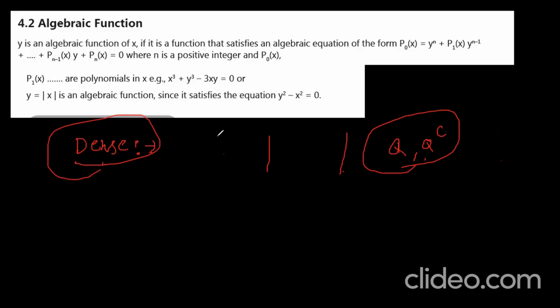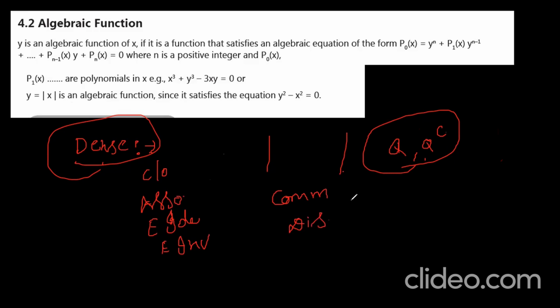Next, you know the properties of real numbers already: closure property, associative property, existence of identity, existence of inverse, commutative, and distributive. These are the main properties.